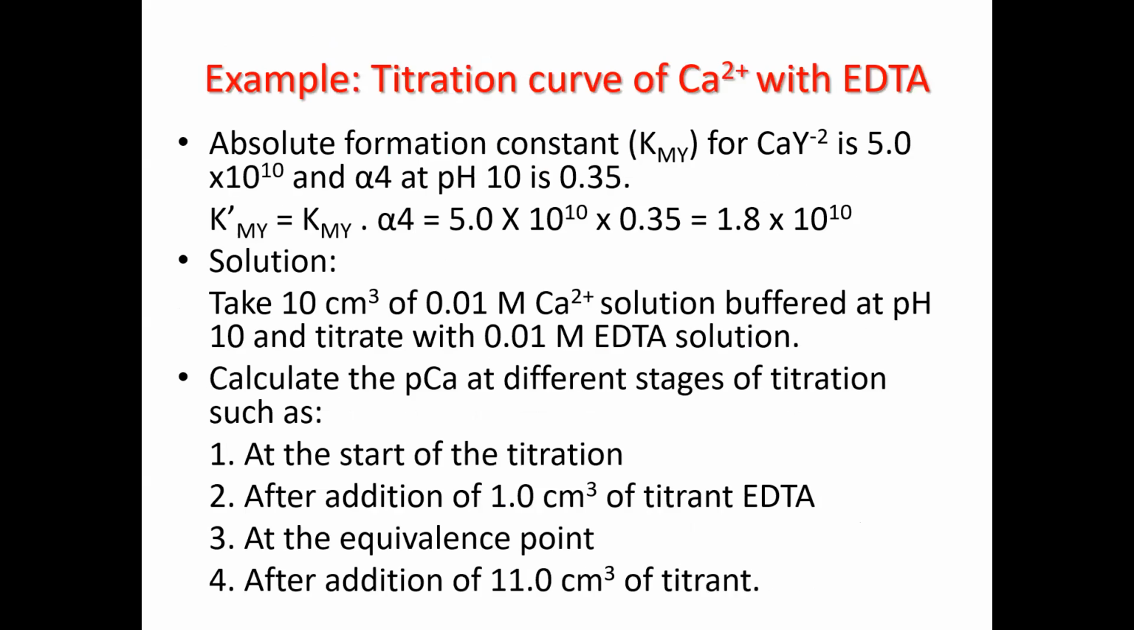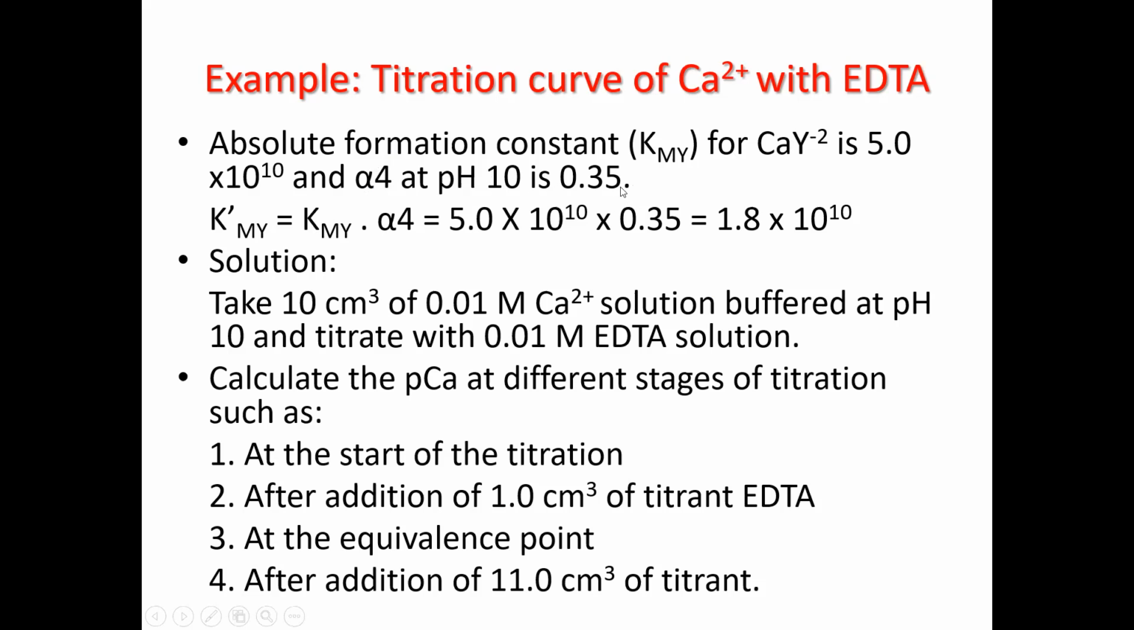So an example is given as follows of a typical titration curve of calcium with EDTA. We're given the absolute formation constant K_MY for the calcium ion and EDTA complex as 5.0 times 10^10, and alpha 4 at a pH of 10 is 0.35. K'_MY equals K_MY times alpha 4, which equals 5.0 times 10^10 times 0.35, equals 1.8 times 10^10. So now what we simply did was to substitute the formation constant and multiply it by the alpha 4.